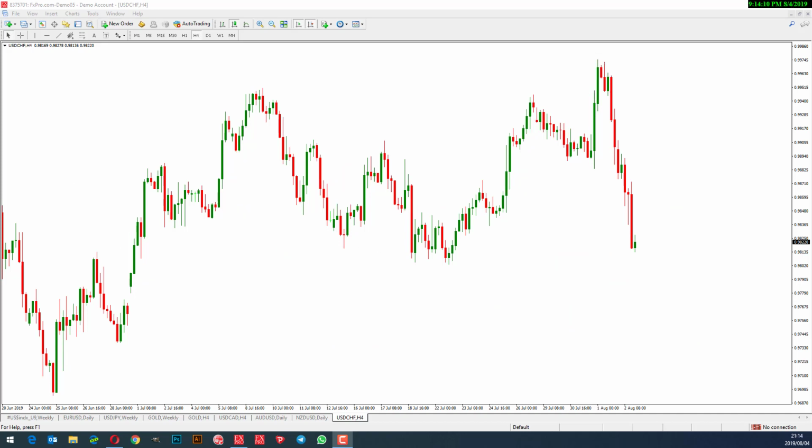Probably there's a strong area of demand. Market rallied and never looked back. We've got a big strong body here. Market tumbled, never looked back. So you must be in a position to see that. You must be in a position to read that kind of a structure.